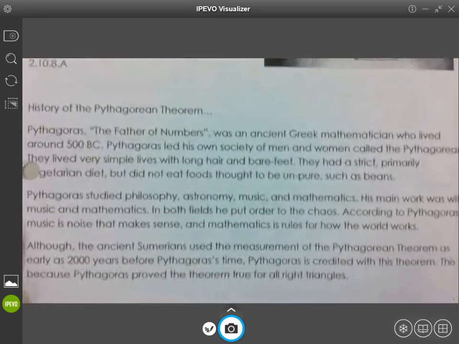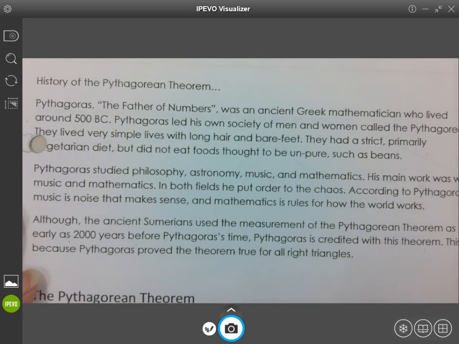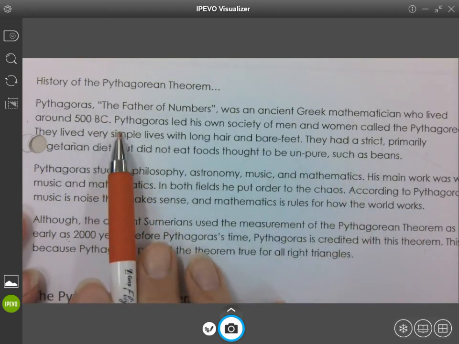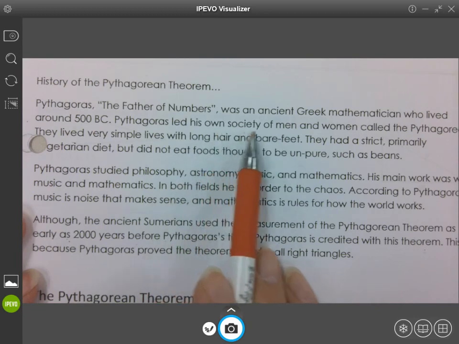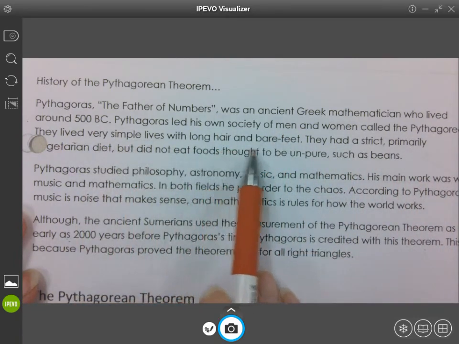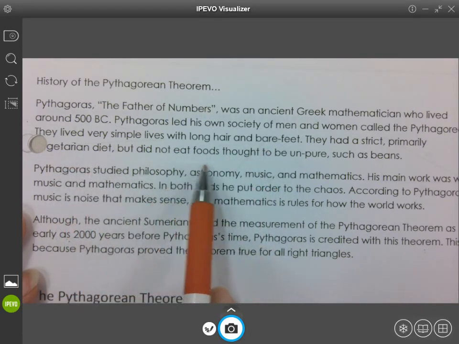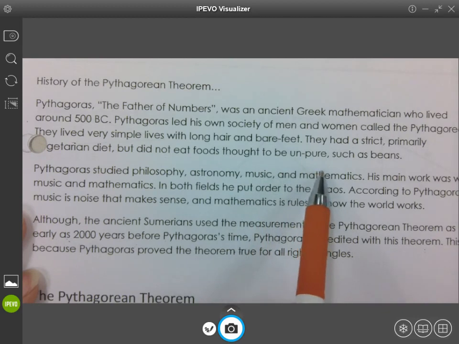All right, so the history of the Pythagorean theorem. I'm going to go over this quickly with you because I think it's important. Pythagoras is considered the father of numbers. He was an ancient Greek mathematician who lived around 500 BC. Pythagoras led his own society of men and women called the Pythagoreans. They lived very simple lives with long hair and bare feet. They had a strict, primarily vegetarian diet and did not eat foods thought to be impure, such as beans.